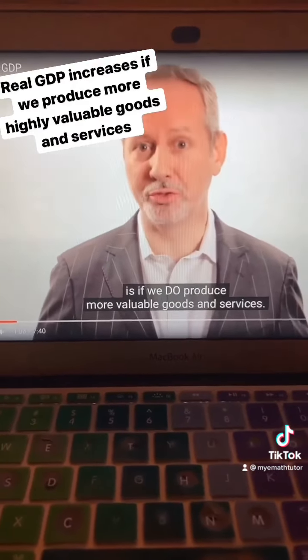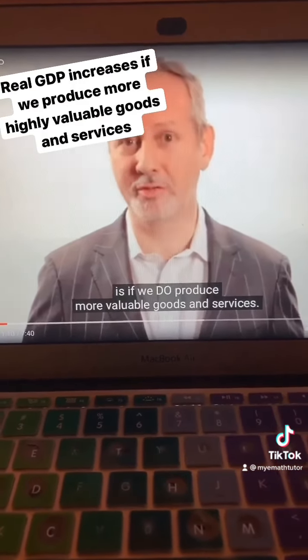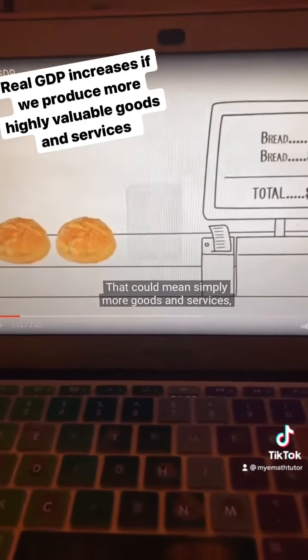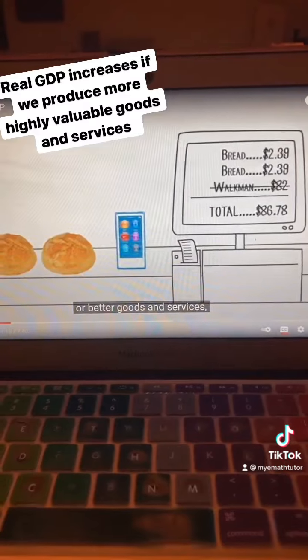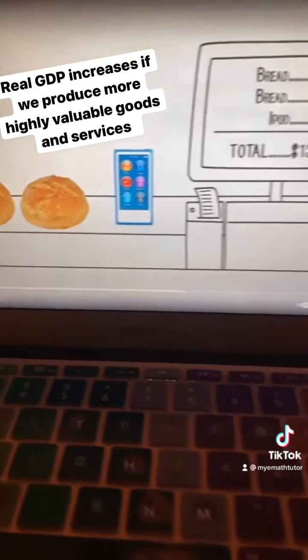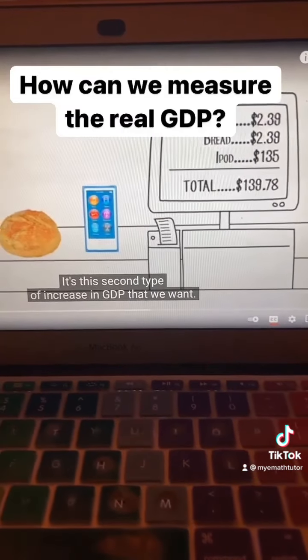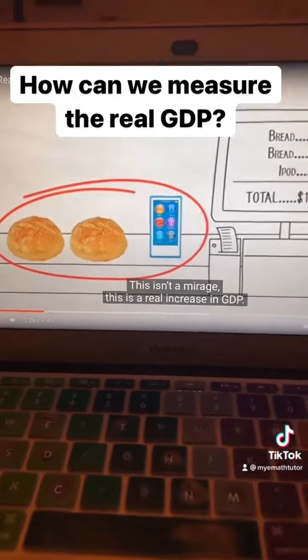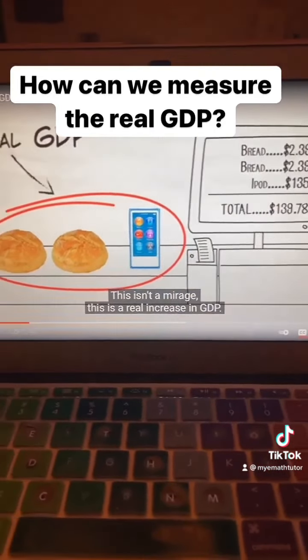The second way is if we do produce more valuable goods and services. And that could mean simply more goods and services, or better goods and services, more highly valued goods and services. It's the second type of increase in GDP that we want. This isn't a mirage. This is a real increase in GDP.